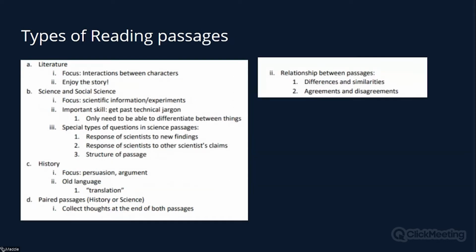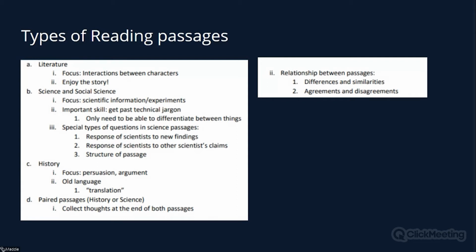Okay, so the second section is the types of reading passages. As you guys probably know, there's 5 passages on the SAT. The first one is always literature, and then it kind of varies from there. You're gonna have 2 science passages, 1 social science passage, and then a history passage.